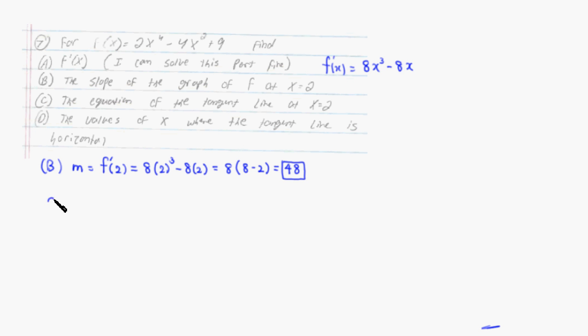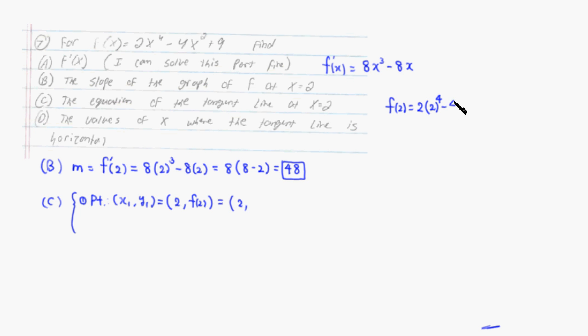Equation of the tangent line at 2. So let's do part C. Whenever you want an equation, we need two pieces of information. First one is a point, let's call it x1, y1, where x1 is given, which is 2, and y1 you can find by plugging 2 into the original function. So let's do that.